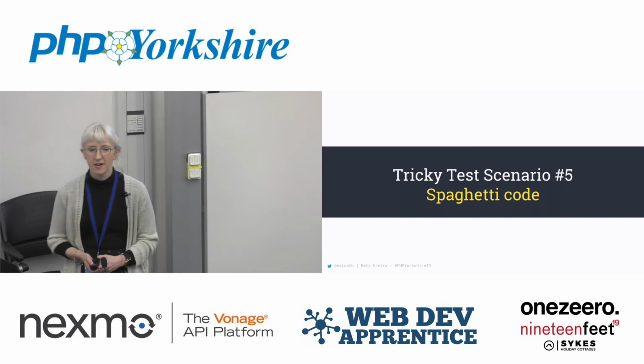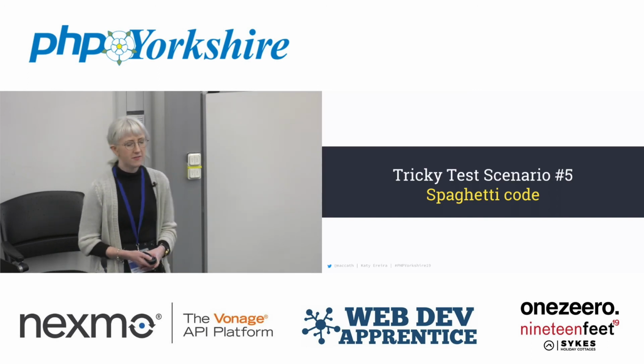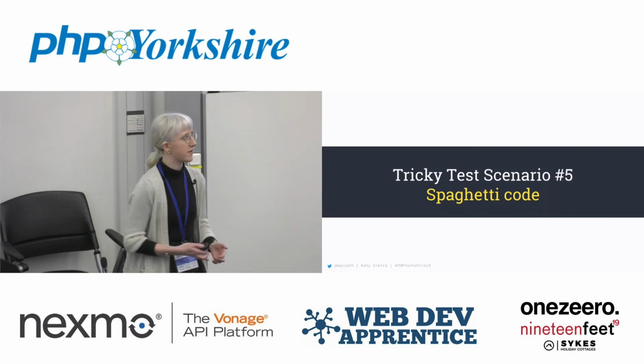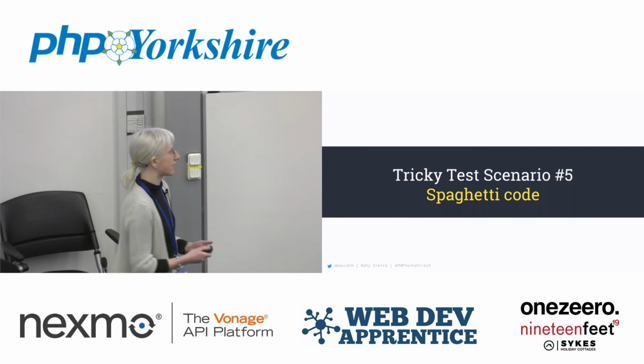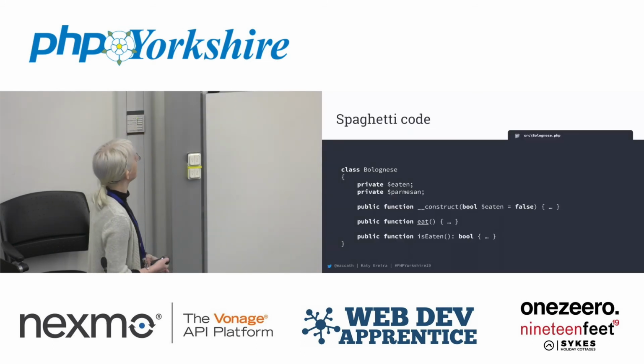The tricky test scenario number 5, spaghetti code. So spaghetti code is quite difficult to define. It's usually something that's more process-oriented rather than object-oriented. It has lots of side effects. So this is an example of spaghetti code, is when I'm eating bolognese.